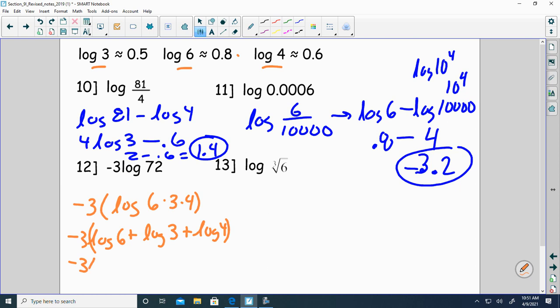And then we have negative 3 times log 6. They told us log 6 is 0.8 plus log 3 is 0.5 plus log 4 is 0.6. Okay, four-function calculator time. Just because I don't feel like trying to add decimals together and having you all laugh at me like you always do. So I get negative 3 times (0.8 plus 0.5 plus 0.6). So that comes out to negative 5.7.